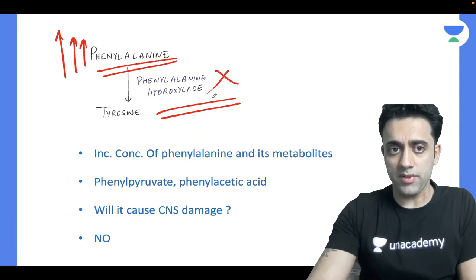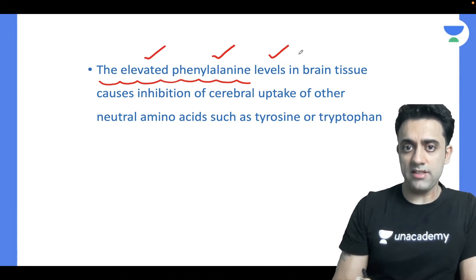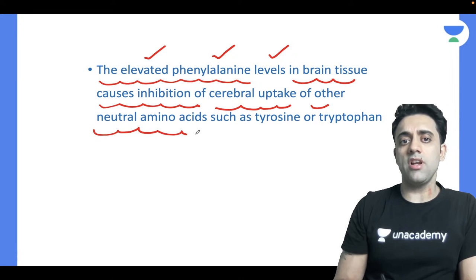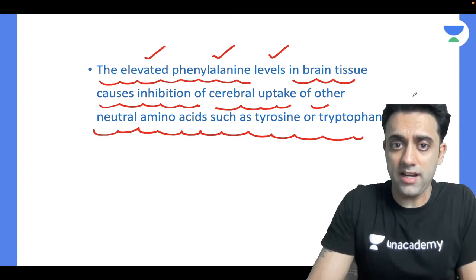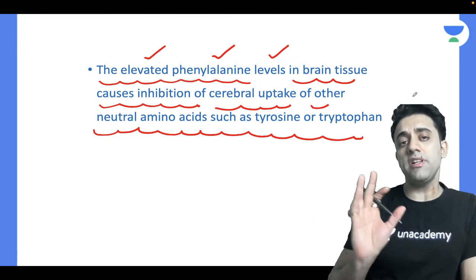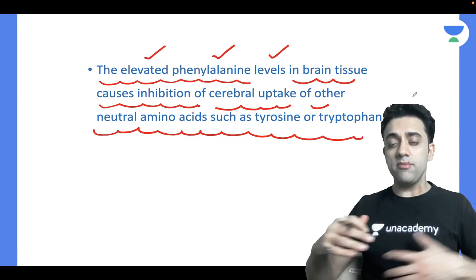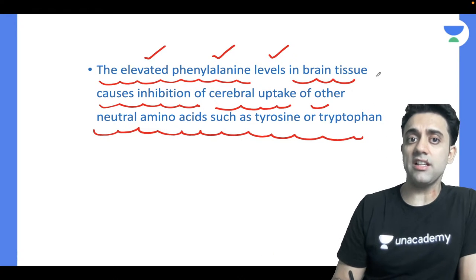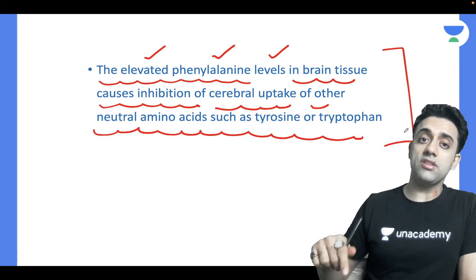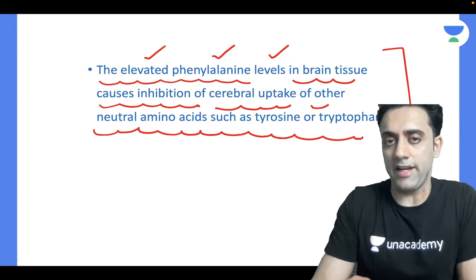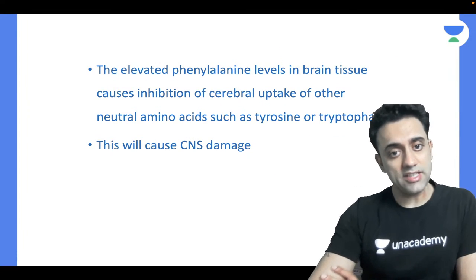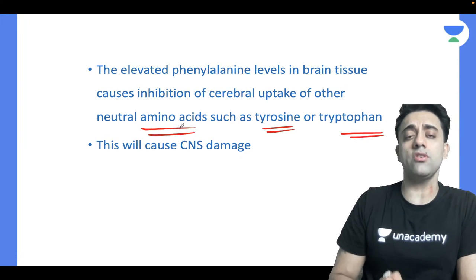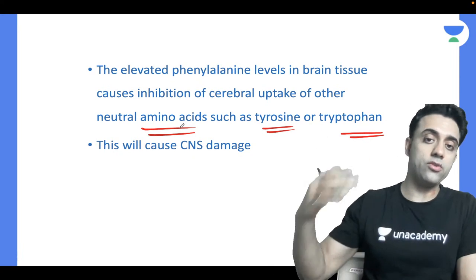So let's read this line properly. The elevated phenylalanine levels in the brain tissue cause inhibition of the cerebral uptake of the other neutral amino acids such as tyrosine or tryptophan. In simple layman words, phenylalanine presence will be so much that it will not allow anyone else to participate. That is the cause of CNS damage. So CNS damage is because tyrosine, tryptophan and other neutral amino acids are not able to get uptake in the brain tissue.